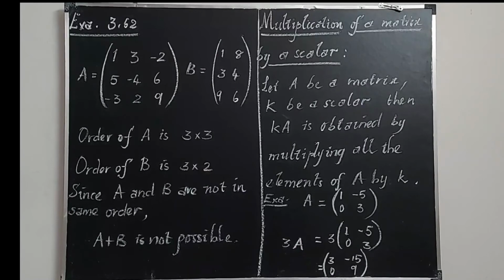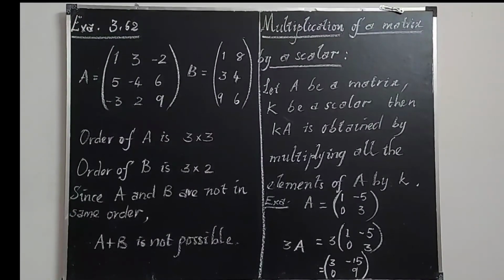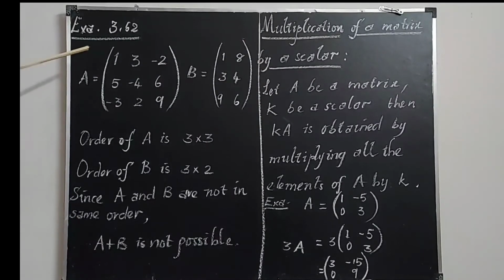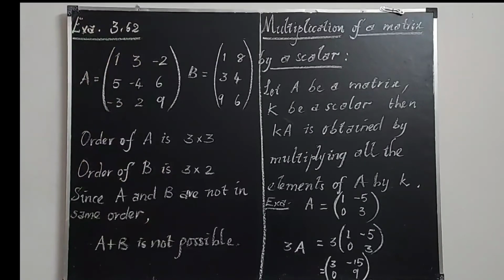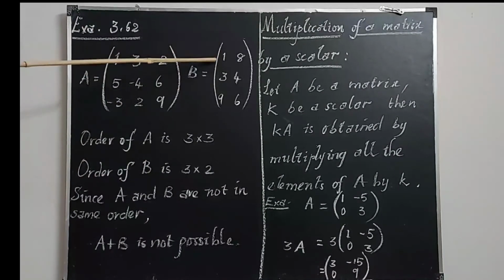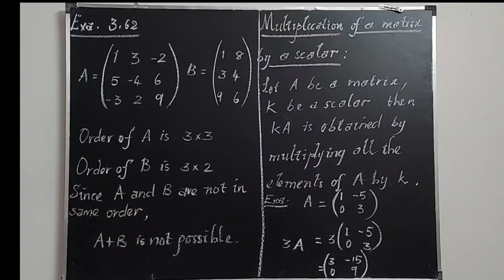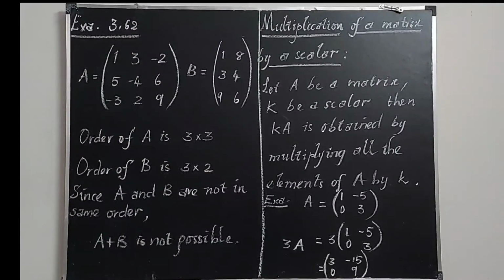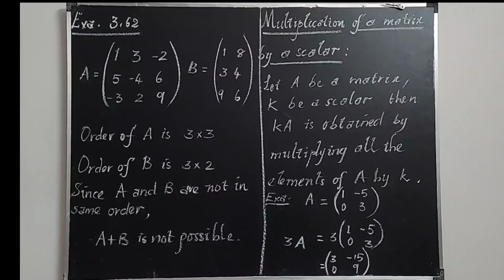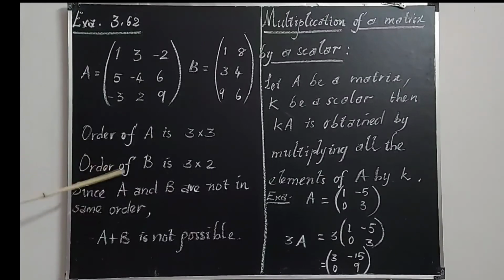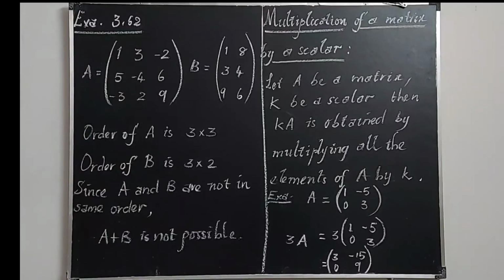Example 3.62, two matrices are given, A and B. You are asked to add them. Look at A. What's the order of A? A is of order 3 by 3 because it has 3 rows and 3 columns. What's the order of B? 3 by 2. It has 3 rows and 2 columns. Can you add A and B? No, we can't. Why? Because the order differs. The condition to add two matrices is they are of same order. Here the order of A and order of B are not the same. Therefore we cannot add it up. So A plus B is not possible.